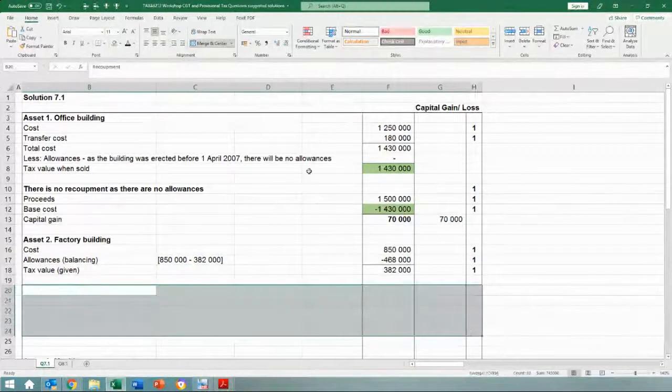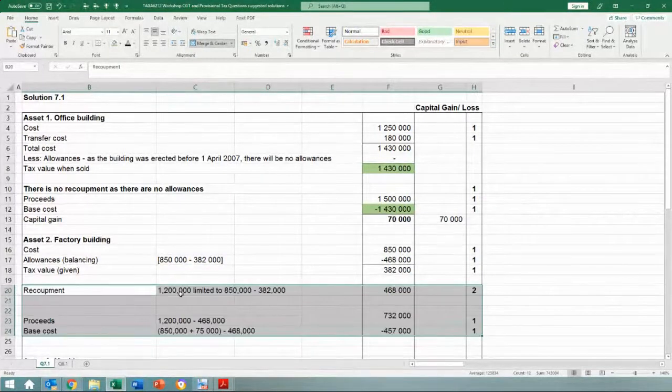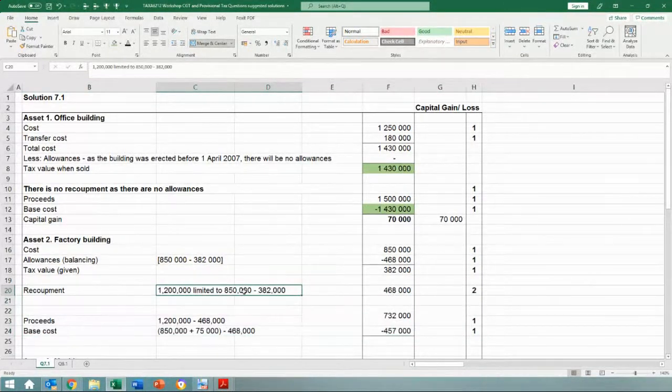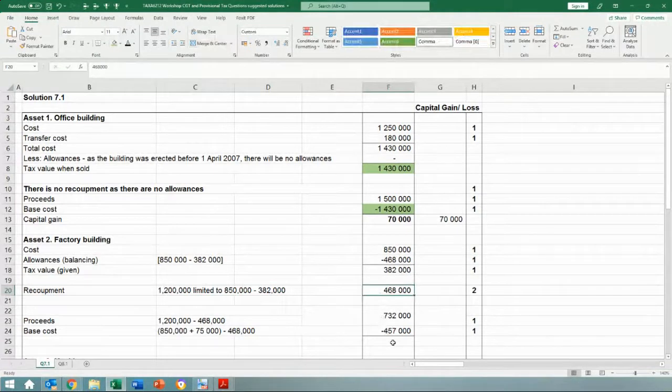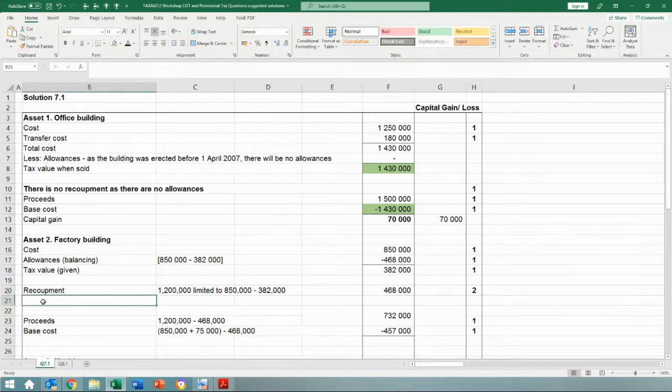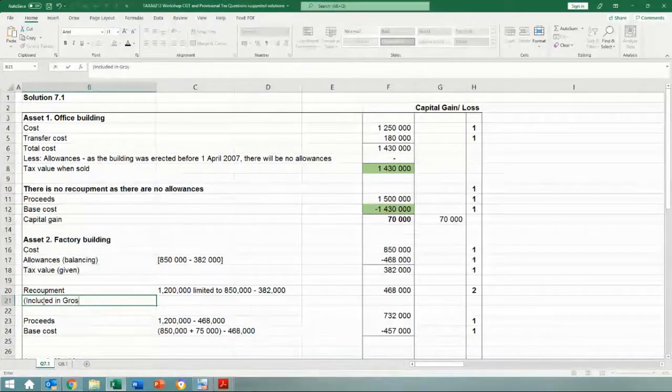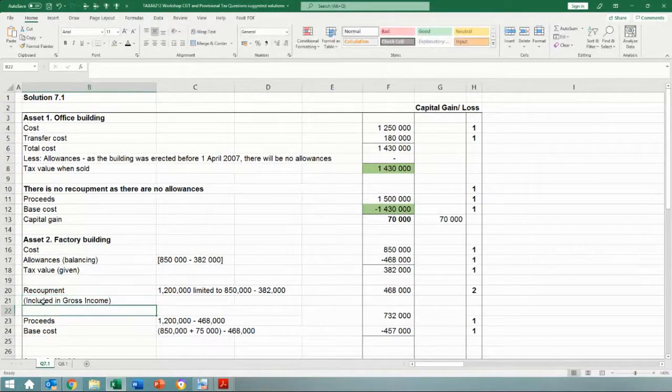Okay, so when we do the recoupment aspect of it, you limit it to the 850, and we deduct the tax value to work out how much has been recouped. So we have actually recouped the allowances that we were allowed to deduct previously in our taxable income. Now that recoupment will be included in your gross income. So let's just write here, included in income, just so that you guys know where you would add that information.